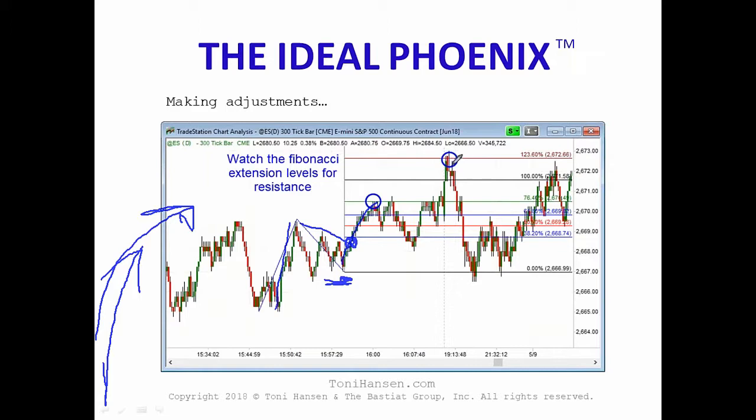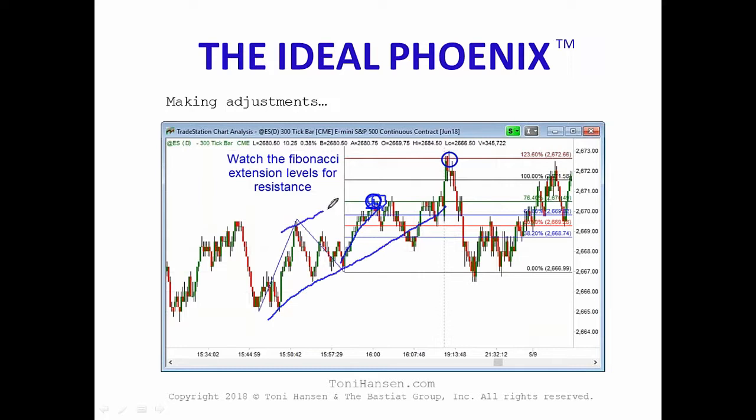As you can see, this did end up going to the 100%, and in fact even went to the 123.6% level, but I did take off a little bit of the position right in here because things were starting to slow down. And what I was concerned about was that we might get a type of double top and lead to a reversal at that point. So that's what I started to watch for, something that could actually potentially reverse the position.